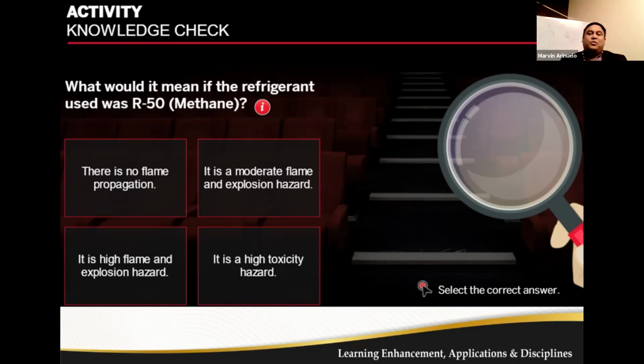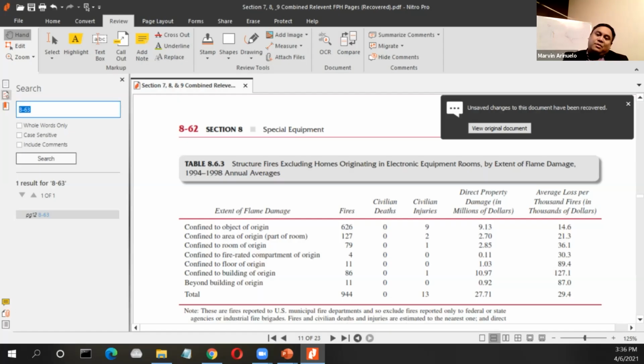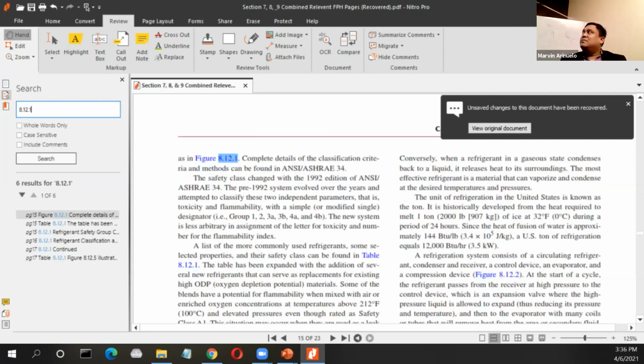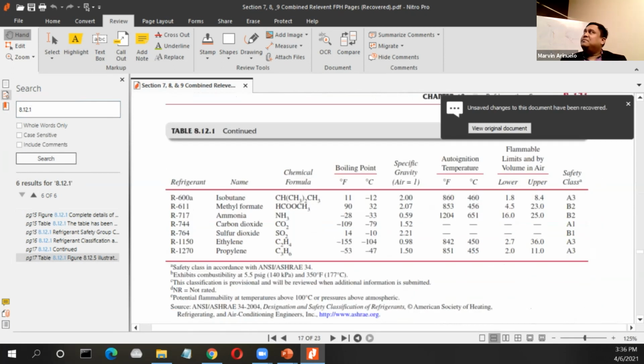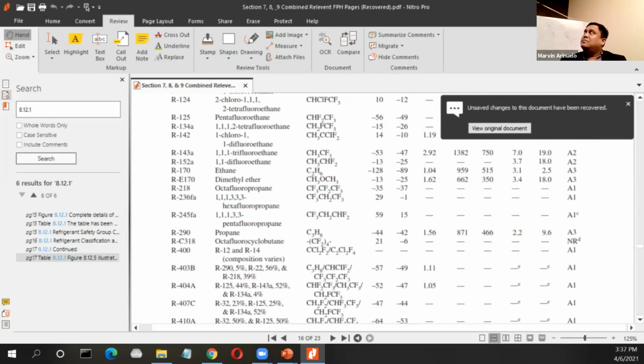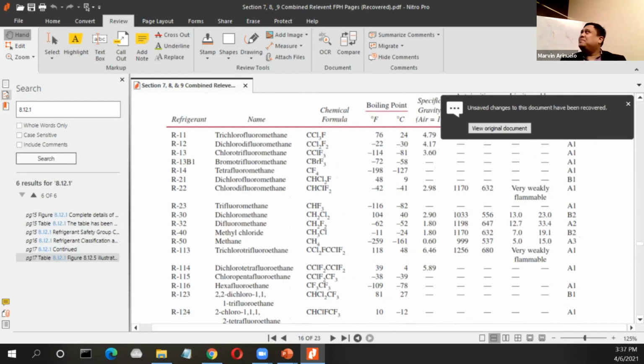So we can use the table 8.12.1. We need to use 8.12.1. R50. Here. Methane, no? CH4. This one, A3. Meaning, flammability low, toxicity is high.